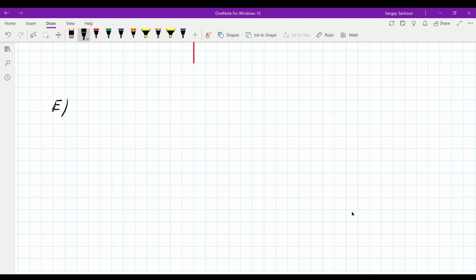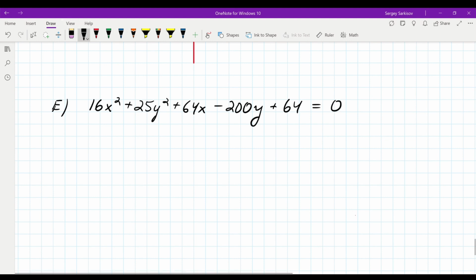So let's see. 16x squared plus 25y squared plus 64x minus 200y plus 64 equals 0. What is this shape? That's kind of weird. It looks kind of messy too.